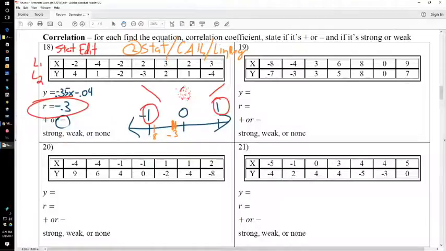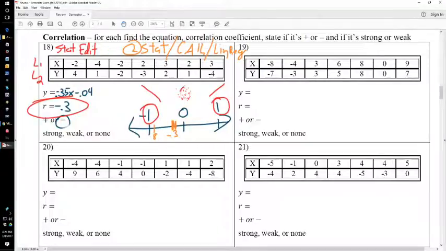Go to Stat Edit, plug in the information, give the equation, use your R value, and your R value will tell you whether it's strong, whether it's weak, whether it's positive, whether it's negative. The closer to 1 or negative 1, the stronger it is. The closer to 0, the weaker it is. Pause it, see what you can do.